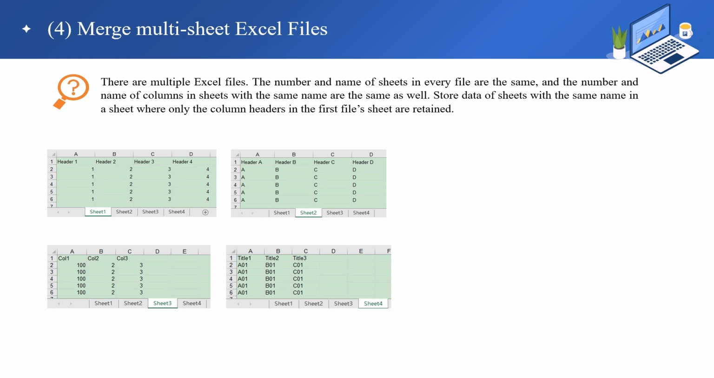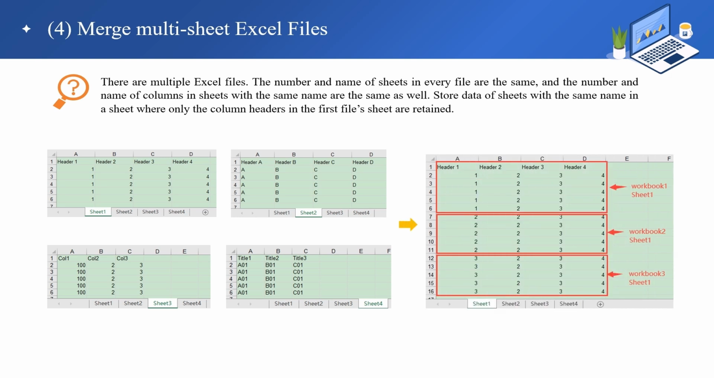Now we need to combine data in every file into a single file, where data in sheets with the same name are stored in a sheet where only the column headers in the first file's sheet are retained. On the right side of the figure is the merged data, which still contains 4 sheets and is the combination of data of sheets with the same name. For example, the data in the red boxes in sheet 1 come from sheet 1 of different files.